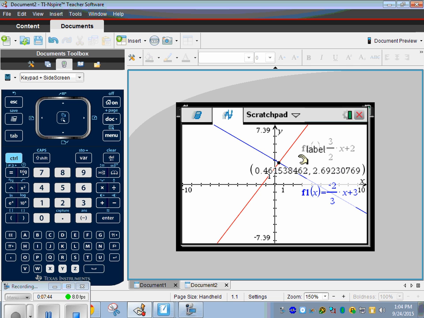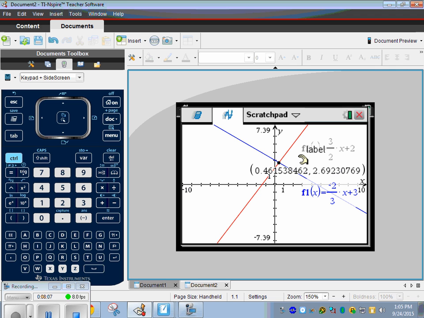0.462, 2.69. You got your lines wrong. Negative 2/3, 3/2 x plus 3. 3/2 x plus 2. Right. Yeah, except for we need more decimal points, but I'm going to show you that in a minute. I just want to make sure you have a point.